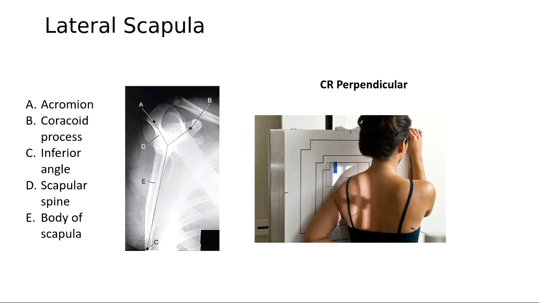And then again, lateral scapula, this is the anatomy that we just looked at. And this is actually one of the positions that I'll show you for the lateral scapula. But this one is actually done to demonstrate the coracoid process and the acromion process better, with the patient's arm down behind her back.